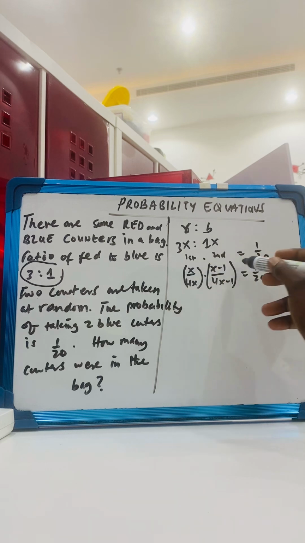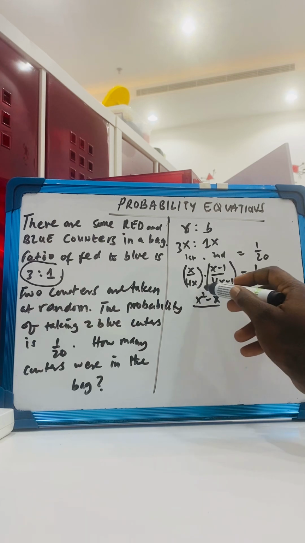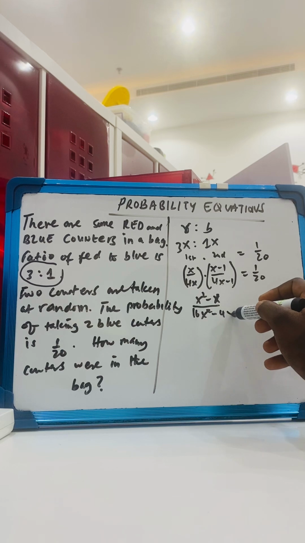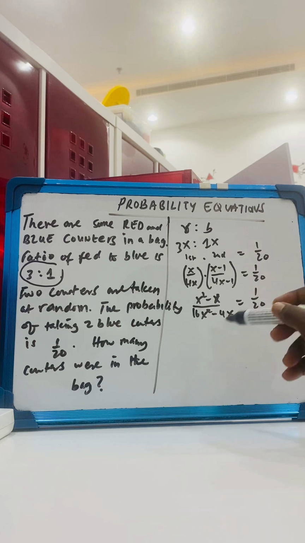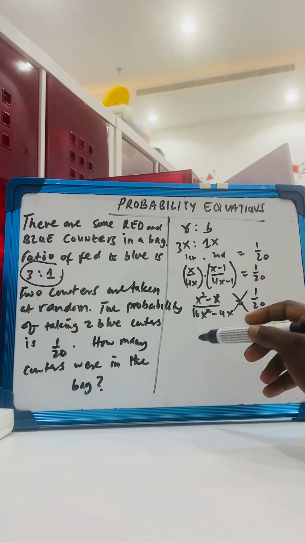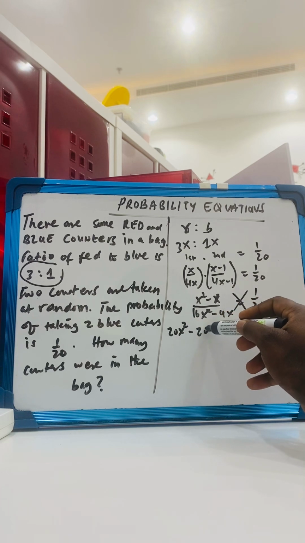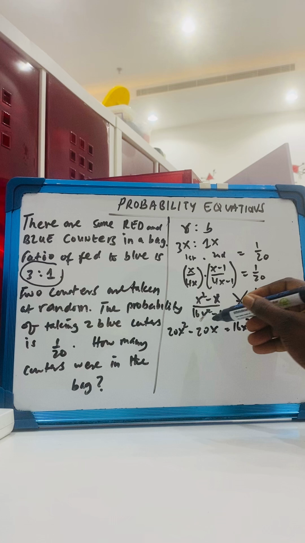Let's distribute x on this. We have x squared minus 1x, or just minus x. Here I have 16x squared minus 4x, and they should give me 1 out of 20. I can cross multiply and solve for x. 20 times this, I have 20x squared minus 20x equals 16x squared minus 4x.